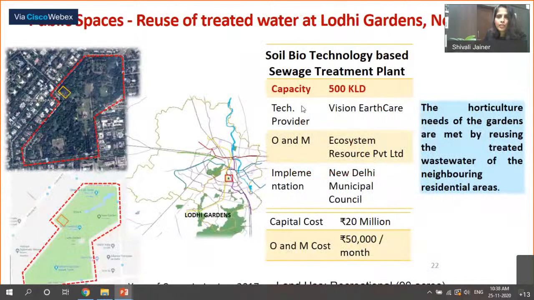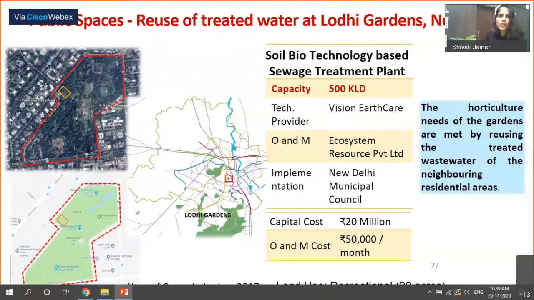Then we have Lodi Gardens. We all know that this garden again has historical importance. In the horticulture of this garden, for irrigation purposes, the wastewater from the surrounding colonies is again taken into account. So it is being implemented by Vision Earth, and the technology is soil biotechnology. Again, that's a natural, nature-based technology which is being used.